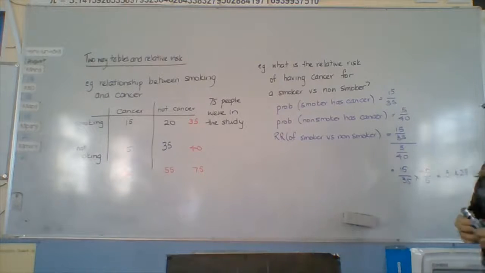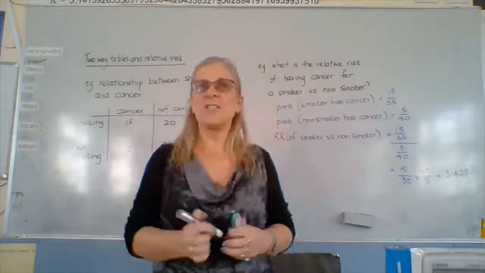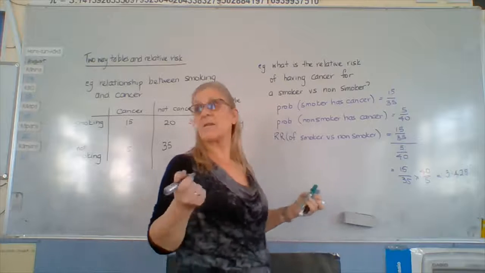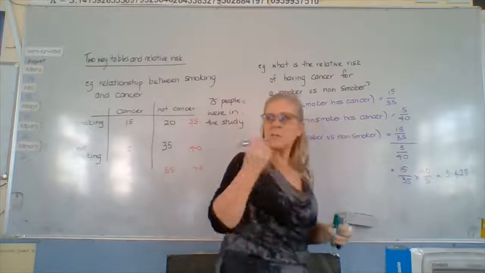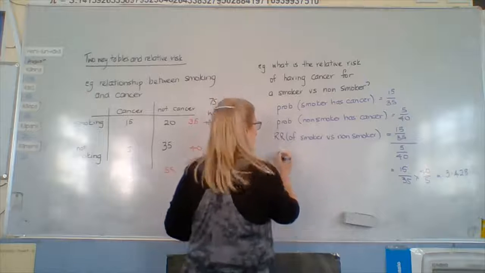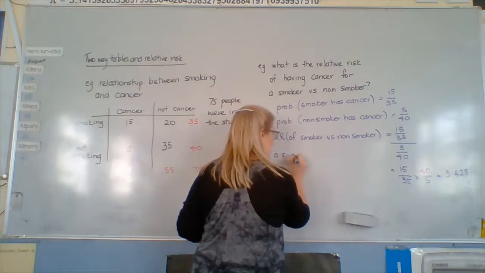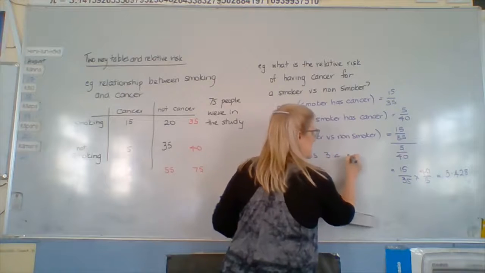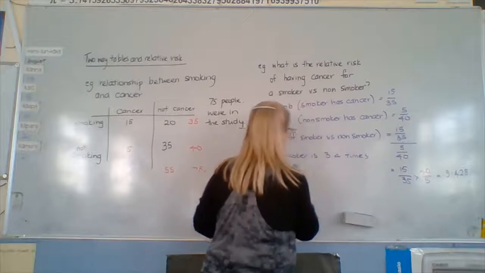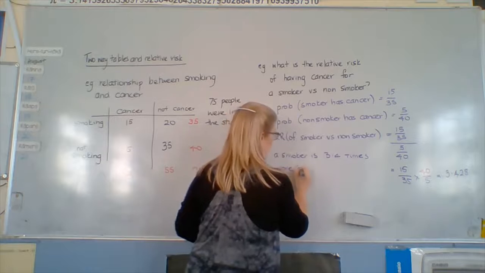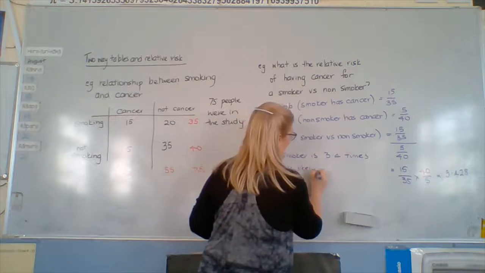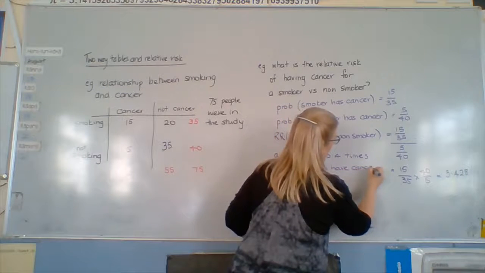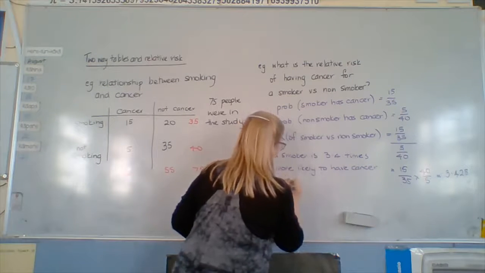All right. So what does that number tell us? What is our answer to this question? Good. It's that times more likely. So a smoker is 3.4 times more likely to have cancer than a non-smoker.